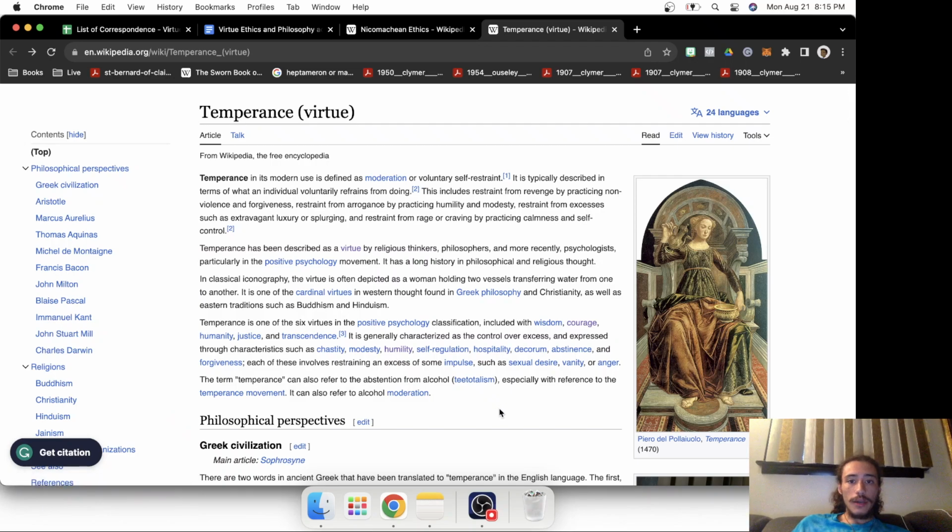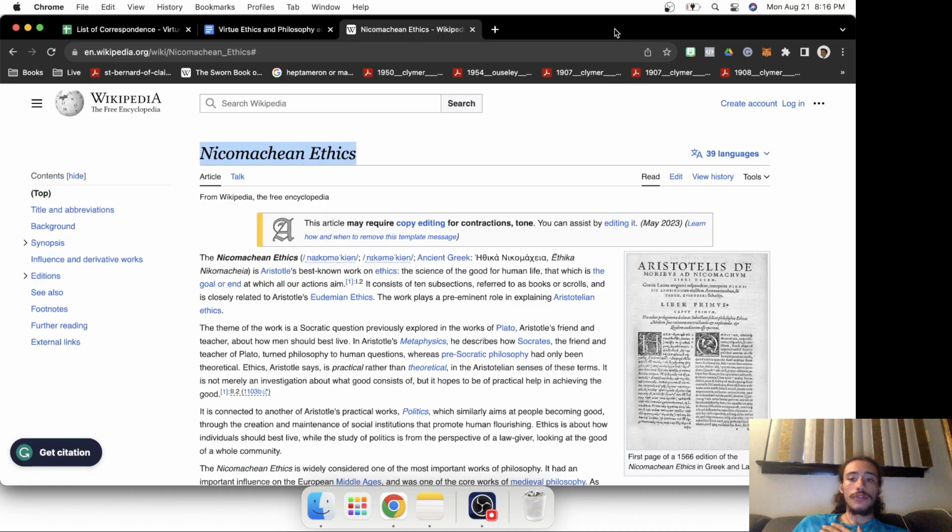And so here it says, it is modified as self-restraint. It is typically described in terms of what an individual voluntarily refrains from doing, and this includes restraint from revenge by practicing nonviolence and forgiving, restraint from arrogance by practicing humility and modesty, restraint from excesses such as extravagant luxury and splurging, and restraint from rage or craving by practicing calmness and self-control. So these are the four cardinal virtues to abstain and help us be temperate within our passions that we have, right?